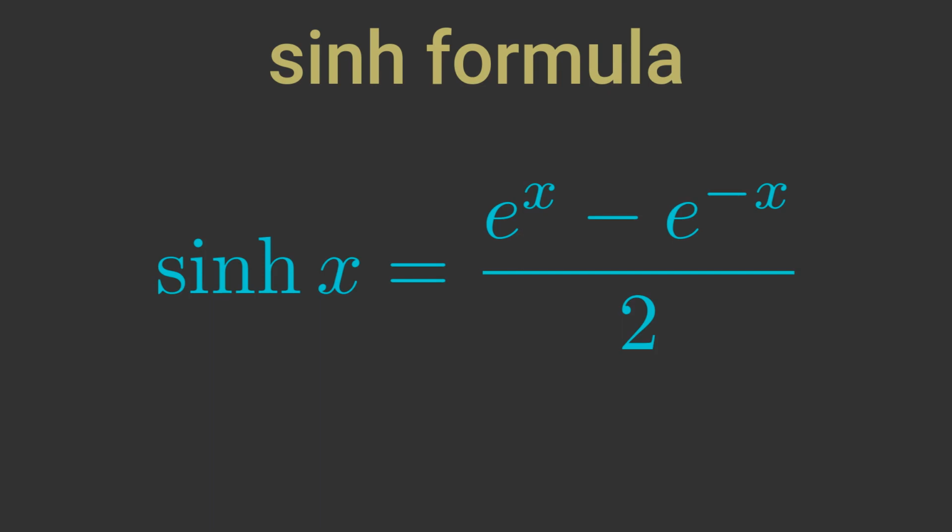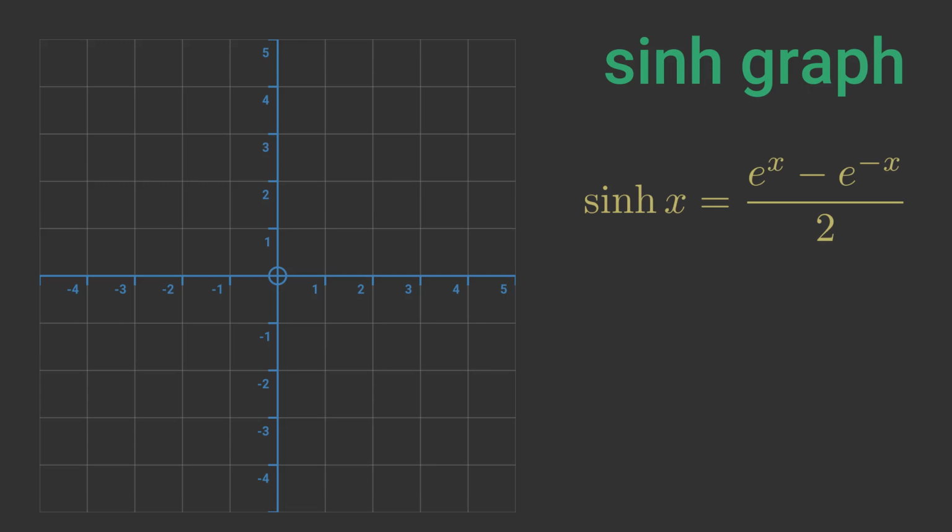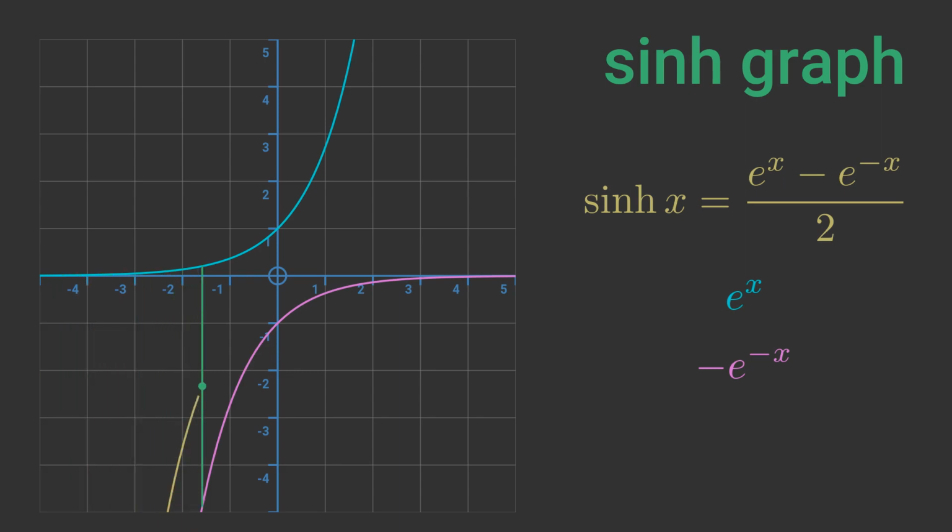Here is the definition of the shine function. It is formed from two exponential functions. Although the equation uses the difference between two exponentials, we can view it as the sum of two exponentials where one is negative. The first is e to the x. The second is minus e to the minus x. We add these two exponentials together and divide by 2, so we can think of the shine function as being the average value of the two functions.